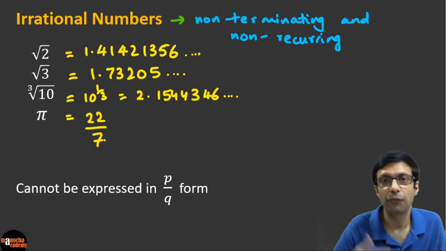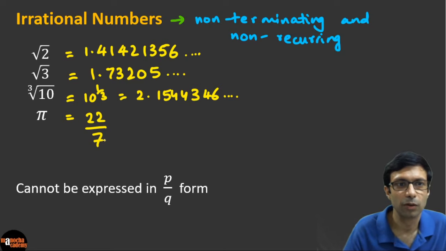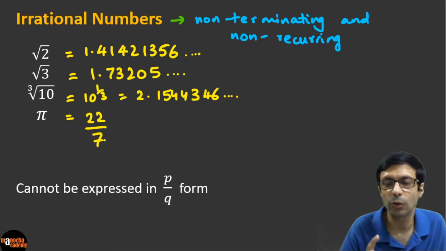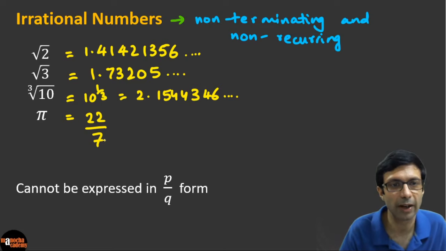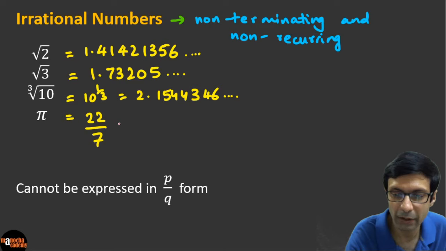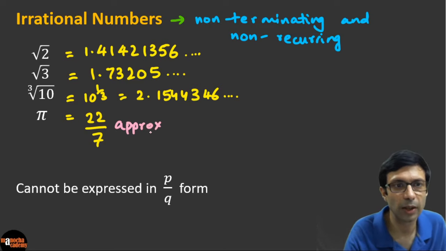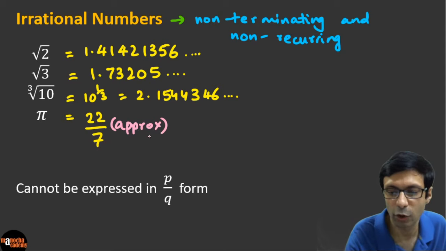Right? So if we take pi as 22 by 7, is it a rational number? But normally we've studied in maths, it's an irrational number. So what is the reason why 22 by 7 is not correct here? Because what's wrong about this is 22 by 7 is just an approximation. Okay, so that's only the approximate value of pi.